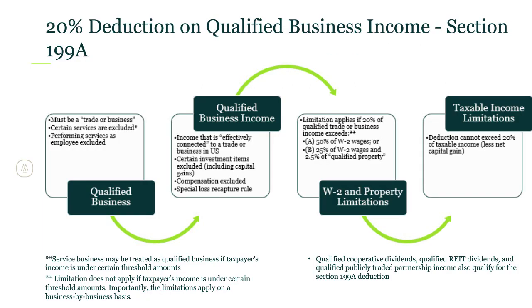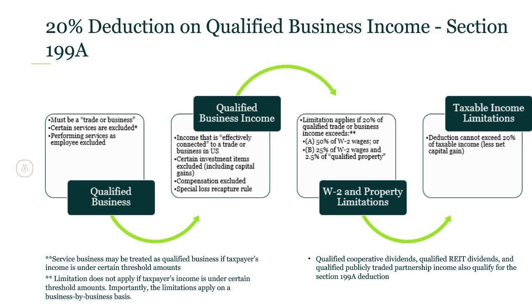So the deduction has a few different limitations. Once you have determined that the business income is qualified, then you have to look at a few different limitations, because that qualified business income deduction can be limited by 50% of your W-2 wages, and/or 25% of your W-2 wages and 2.5% of qualified property. We'll look at a couple examples in a second, but basically, even if all of your income qualifies for the qualified business income deduction, if you don't have enough wages or enough property in those investments, then you could be limited even further.